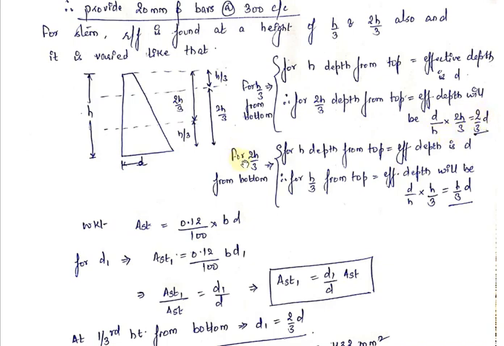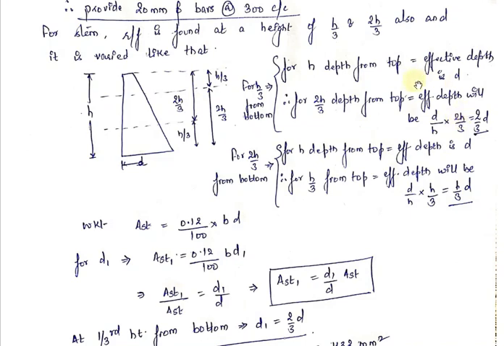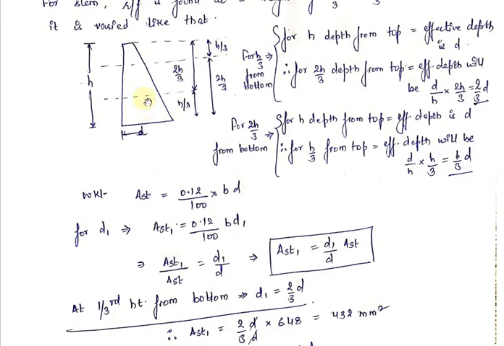And similarly, if I take 2h by 3 from the bottom, the height from the top will be h by 3. Since it is the same thing, if the effective depth for h is d, therefore for h by 3 from the top, the effective depth will be d by h into h by 3, which will be 1 by 3 of d. So we will be using these values for the calculation of AST in each zone, zone 1, zone 2 and zone 3. We know that AST is equal to 0.12% of the cross-sectional area.